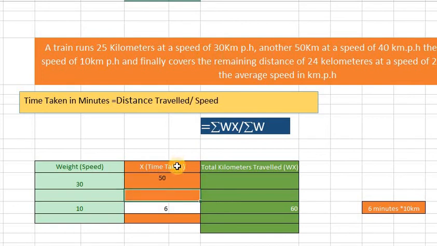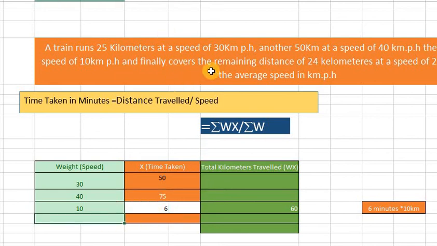So that is 50. And again in the second situation, 50 kilometers that he has traveled at a speed of 40 kilometers per hour. The speed is fixed at 40, but here we have to apply the formula for time taken in minutes. So distance traveled is 50 kilometers divided by speed of 40 kilometers per hour into 60 minutes per hour, that is 75.